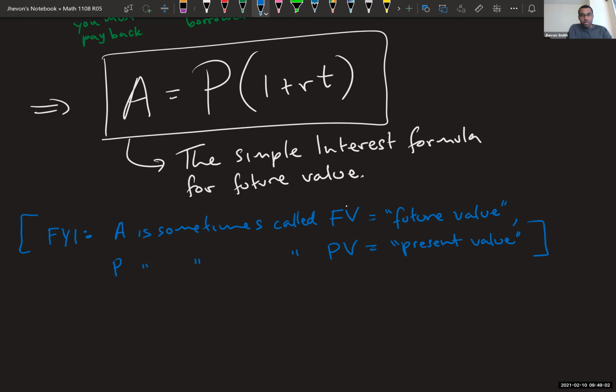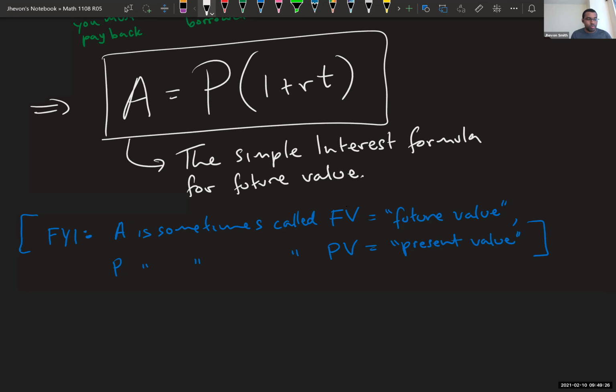So you might see these same formulas, but instead of A and P, you might see FV and PV. They're the same thing, same intuition, right? So FV is whatever is going to happen in the future. PV, present value, is whatever is happening right now. So in this context, A is FV, how much you have to pay back in the future. P is how much you're borrowing right now. Okay. So that is the simple interest formula.